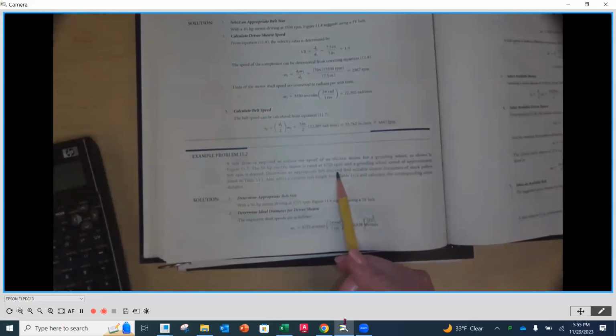They want us then to take that information and do what we said in that problem statement. We want to find the belt size, so that's going to be a 3V, a 5V, or an 8V. And we want to find suitable sheave diameters from that stock commercial list. And then we're going to select a belt length, and calculate the corresponding actual center distance. So this one's got some steps to it.